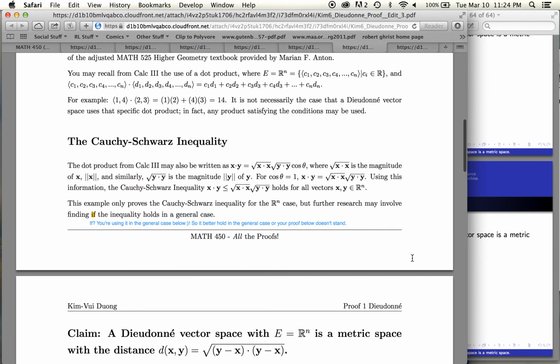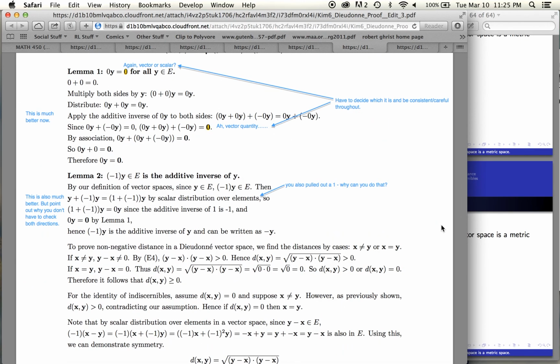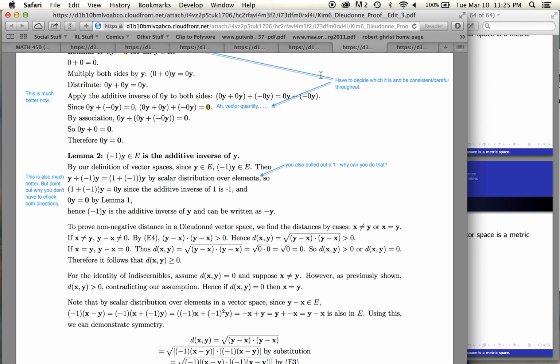This one really emphasized, am I using the Cauchy-Schwarz inequality in the general case or just the R to the N case? I got really hung up on that because I knew it worked for the R to the N case, but I had to look up if it worked in the general case, and it does, which is why I was able to use it in my proof and have it be accurate, as well as understanding the difference between the zero scalar and the zero vector. I just didn't want to go back and bold all the zeros, to be perfectly honest.